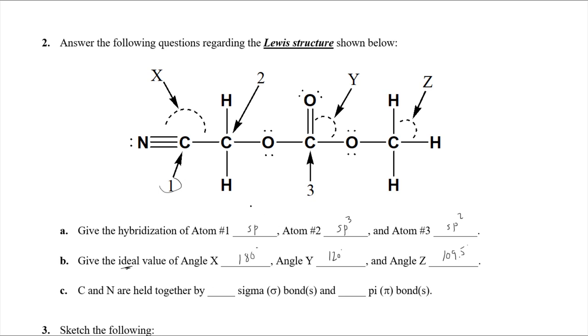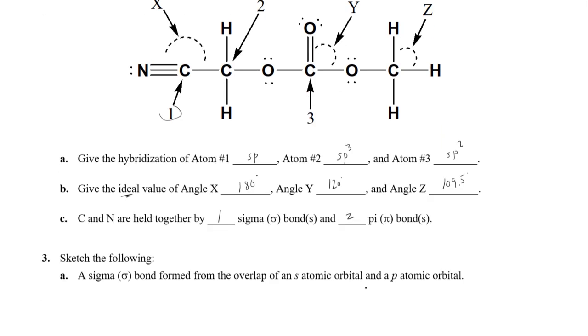And then finally, this last question I think is pretty good. We're looking at this bond here, this triple bond. Remember, the first bond you make is always going to be a sigma bond. And then here we've got two pi bonds made by the overlap of the p orbitals, both in the plane of the paper and in front of and behind the paper, and there you go. So triple bond, one sigma and two pi.